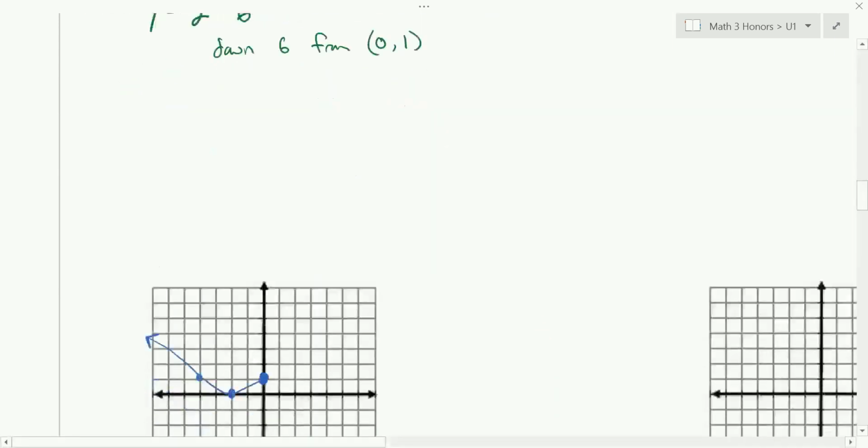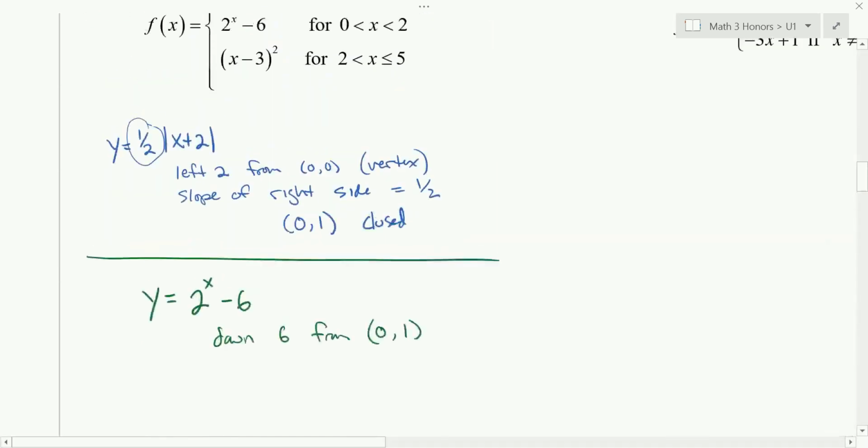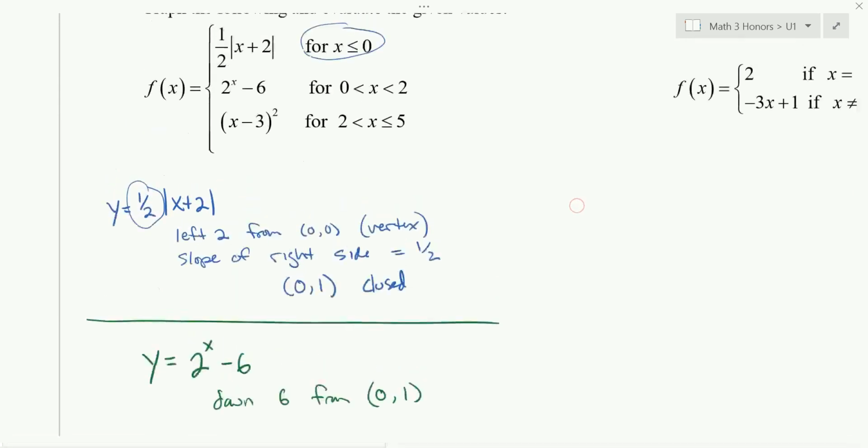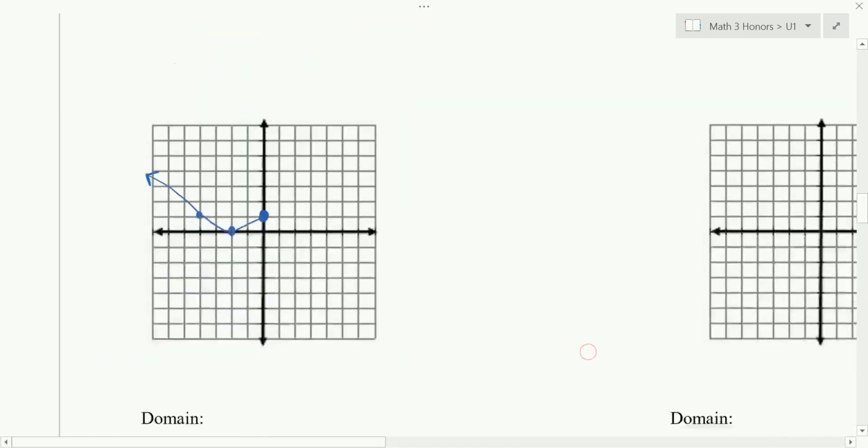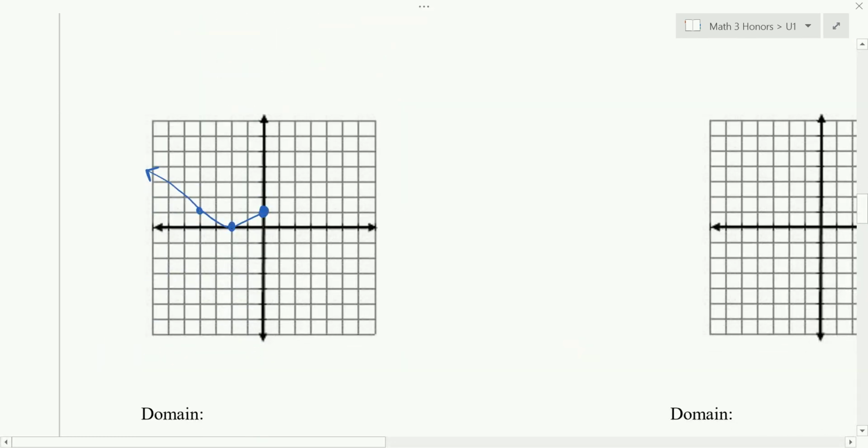So I'll do that. And is it going to be open? That's an endpoint, huh? Is that going to be an open circle or closed circle? Open because of this sign right here. So from 0, 1, I'm going to drop down 1, 2, 3, 4, 5, 6. Open circle there. There is this invisible, I'm going to make it visible, horizontal asymptote 1 unit below that. That would give this thing shape. Okay.